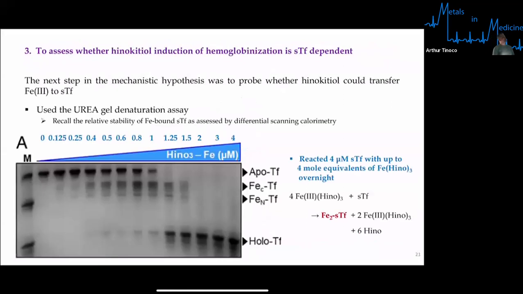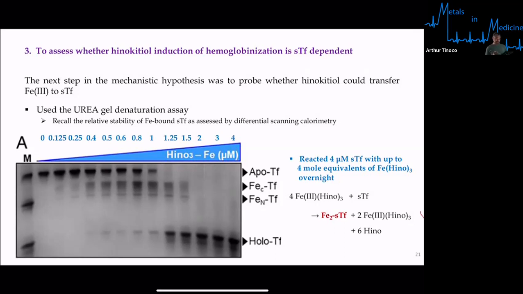Okay. So the next thing was to determine whether the ligand can induce hemoglobinization via a serum transferrin dependent manner. Okay. So the working model is that yes, it should be that the ligand will induce iron release from the liver macrophages. It will coordinate that metal and it will help deliver it to transferrin. But the question is, is that actually happening? So what they did was a series of experiments to try to gauge the interaction from the iron hinokitiol complex to the serum transferrin.